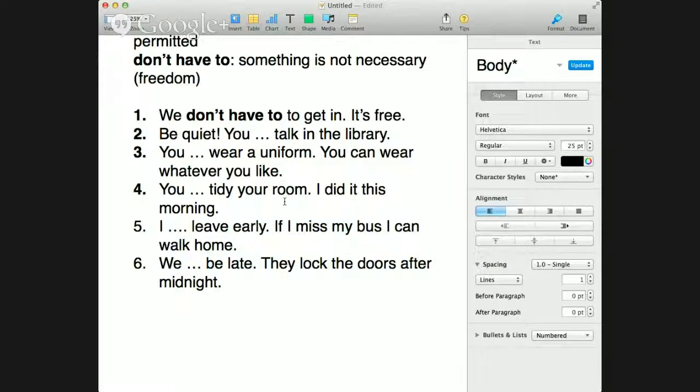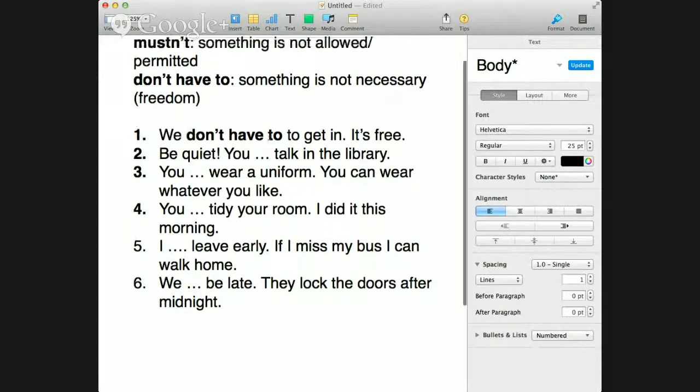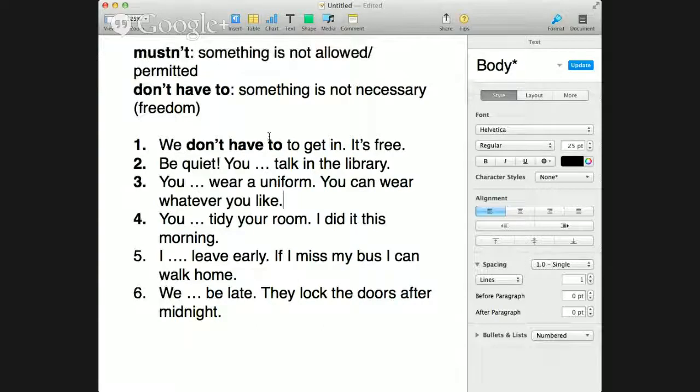Be quiet. You don't have to talk in the library. Oh, this one is mustn't, right? Because it's not really permitted. It's like sort of going against the rules of the library to be noisy. So it should be mustn't because it's not allowed. It's not necessarily a rule that we're talking about. It could also be something that's generally not very well accepted by society, okay?